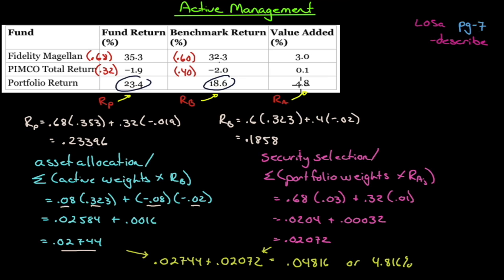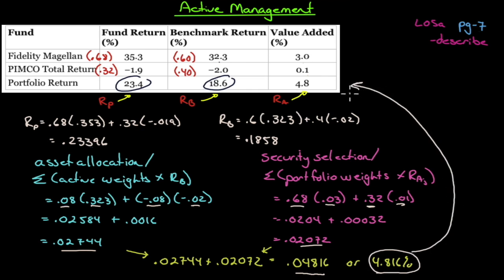So we have superior asset allocation skills. What about security selection? Here, remember now we're going to use the portfolio weights times the active return. So our full portfolio weight is 0.68 and the active return is 3%, 0.03. The full portfolio weight here is 0.32. The active return is 0.01. Multiply that out, we get 2.072, or 2.07% positive active return from security selection. Add the two together, we get 0.04816, or 4.816%. Compare that with the 4.8.